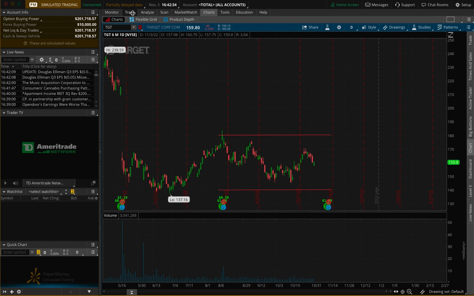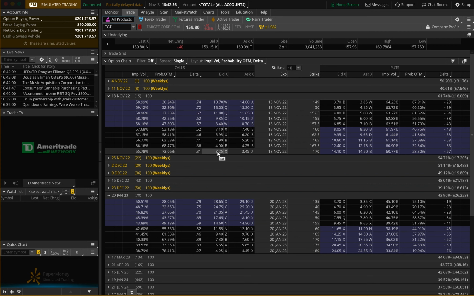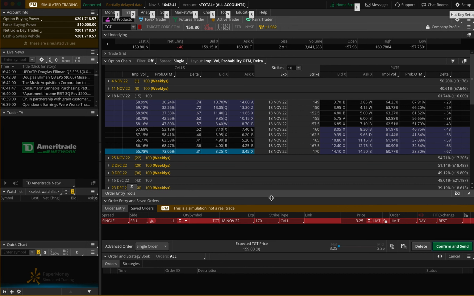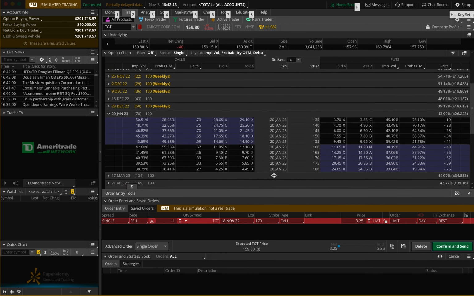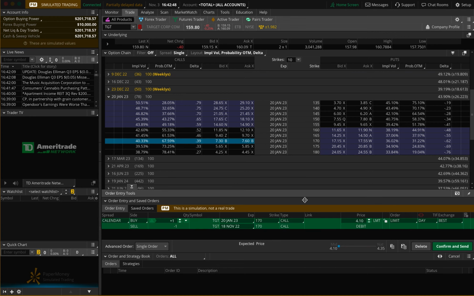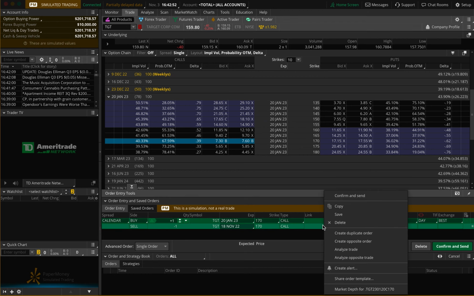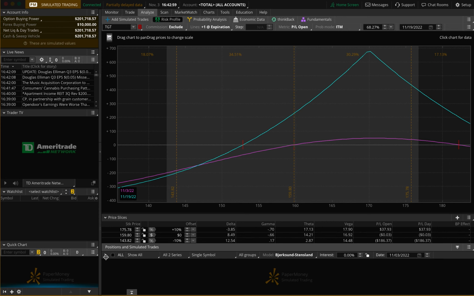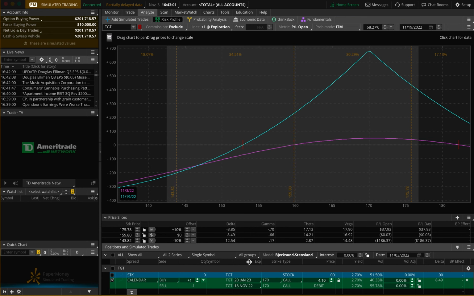So let's go back here and pick the 170 call that we're going to sell, the near dated, and then control key to buy the same 170 call, far dated. And that gives us a 410 debit. And in order to analyze this, we quickly come over here and uncheck that. Oops. Uncheck that stock, and there it is. So this is what it looks like right now.